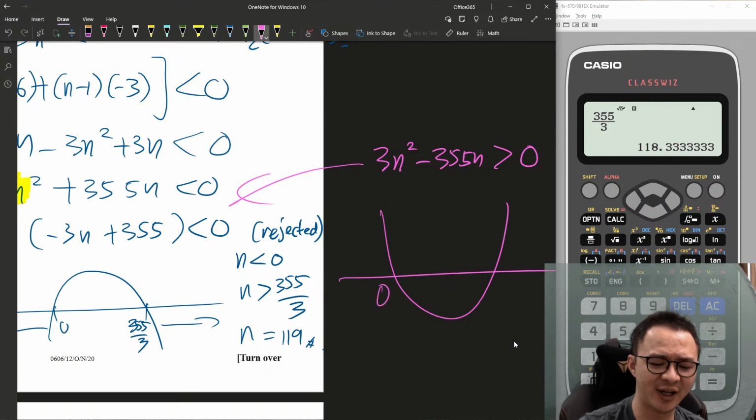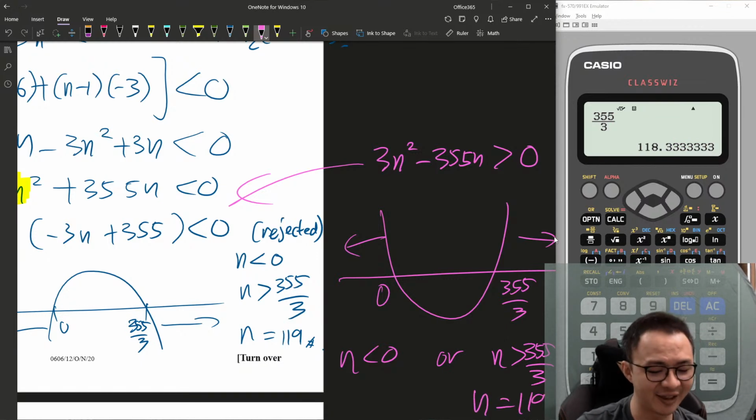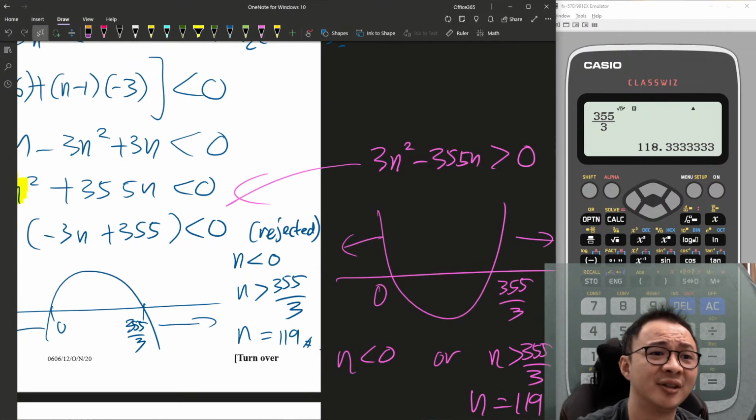Then this is 0 and 355 over 3, right? Bigger than 0 go in these two directions. n is less than 0 or n is bigger than 355 over 3. Eventually, you still get 119 no matter you flip it or not. So, yep, this is just some knowledge I want you to understand about the quadratic inequality.